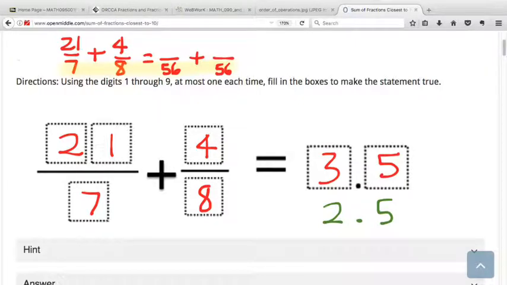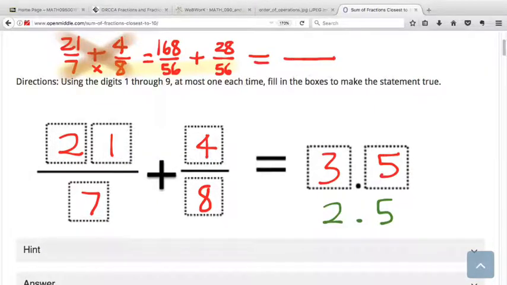That gives me a common denominator. Then all we would have to do is find the cross products to get the numerators. 21 times 8, 168, and 7 times 4, 28. Multiplying those cross products. Then add across the numerators.